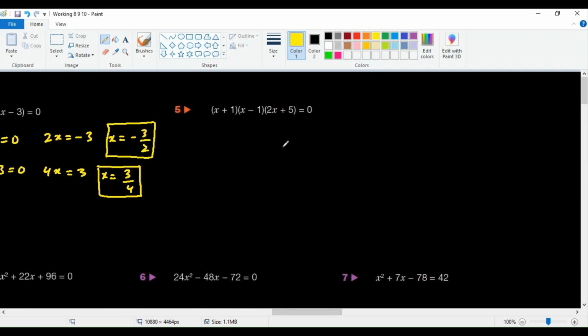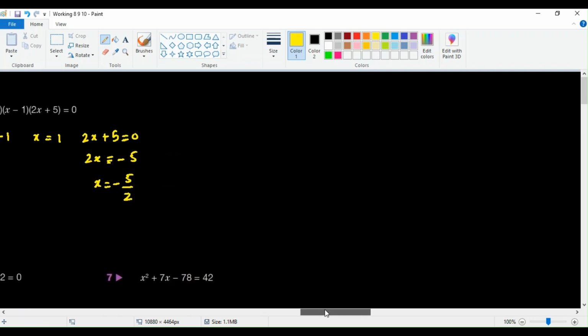Moving on to question number 5. Here there are three brackets. The first value is going to be negative 1. You'll write something like this. The second value is going to be positive 1. And the third value is going to be 2x plus 5 also equal to 0. That means 2x equals negative 5, and that means x equals negative 5 over 2.